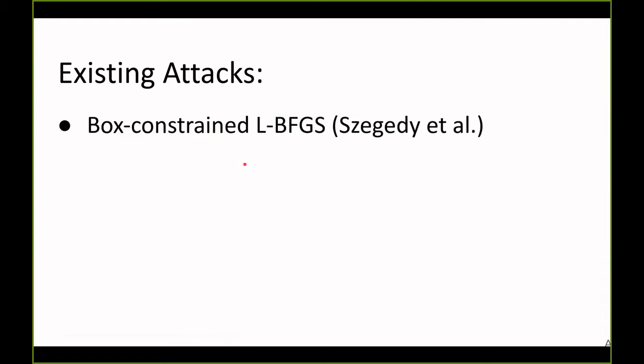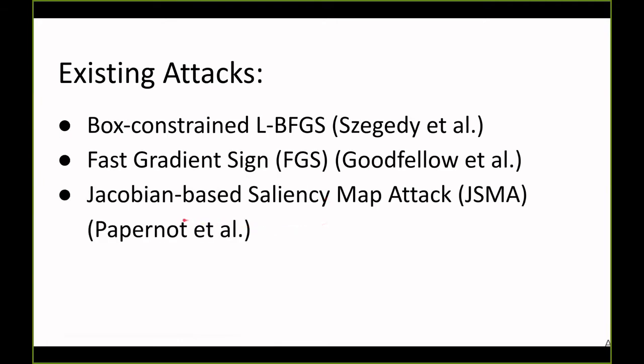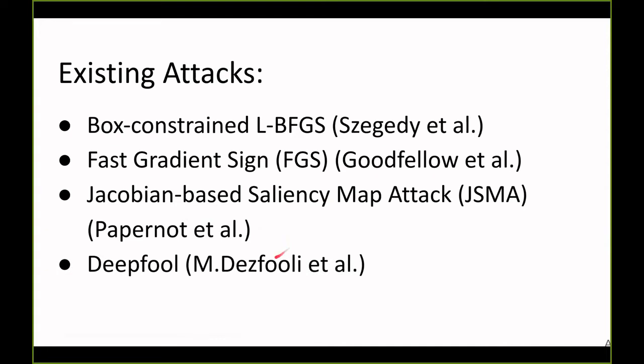Okay, so now we will survey the existing attacks that the paper has discussed. So the first one is box constraint L-BFGS attack. The second one is fast gradient sign. The third one is Jacobian-based. And lastly, we will discuss the DeepFool attack.